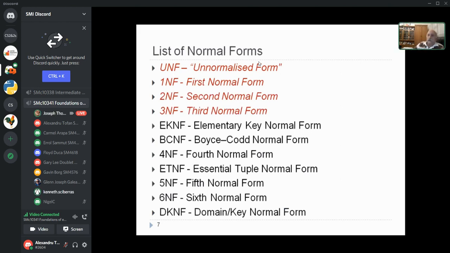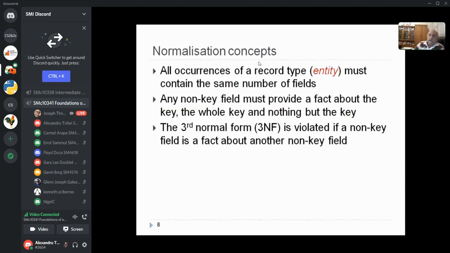So we start off with an unnormalized form, which is the data in its raw state. Then we're going to convert it to first normal form, second normal form, and third normal form. Basically, third normal form is normally the level that we need to go down for business databases. It's only in rare cases that we need to go down to further levels.